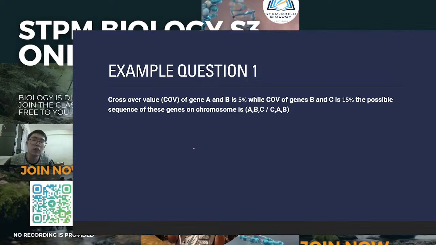For this question, you can draw a straight line first. Next, you see A and B is 5%. So meaning A and B distance is 5%. And then B and C is 15%, also like this. Okay, so the answer is A, B, C. So the sequence is A, B, C.